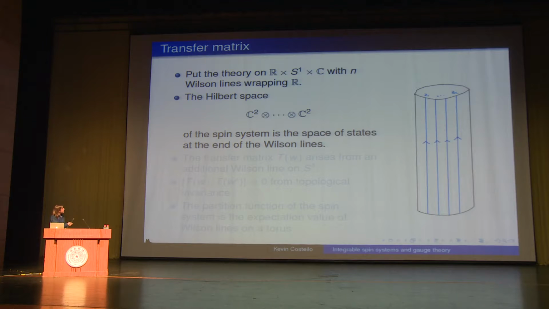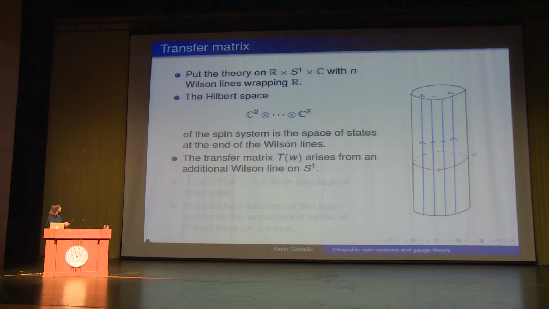One can ask how the transfer matrix arises. So to see this, we'll put our theory on R cross S1 cross C, so the topological direction has a circle, and have a bunch of Wilson lines in the R direction. Then at the end of these Wilson lines, we have a space of states, which is C2 for each Wilson line. So we tensor them all together to get n copies of C2, and that's nothing but the Hilbert space of the spin system.